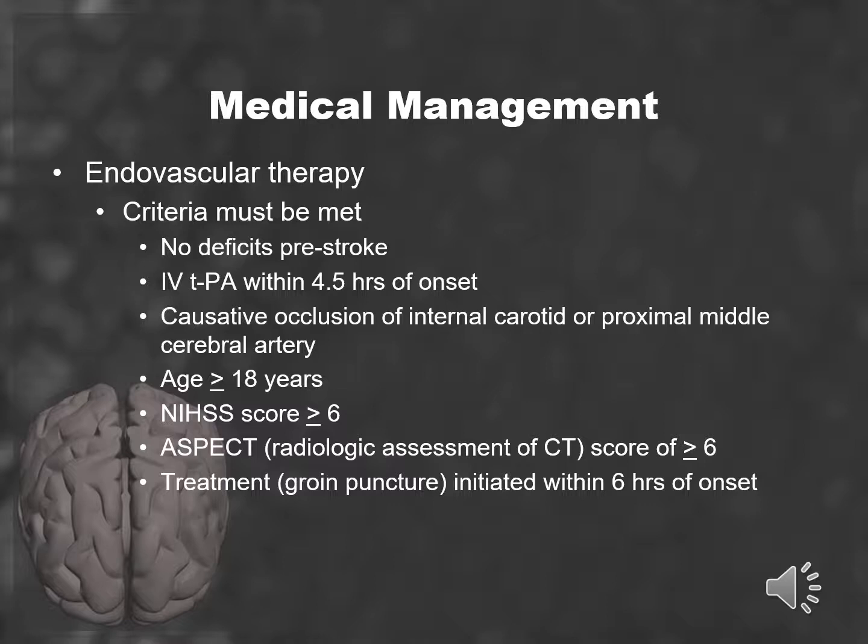The patient has to be greater than or equal to 18 years of age. The stroke scale score has to be greater than or equal to 6. And then the ASPECT score has to be greater than or equal to 6. The ASPECT score is done by a radiologist, and it's a close assessment of the CT. They look at where the stroke is, the size, and all of that information, and then they create this ASPECT score. So that number has to be greater than or equal to 6.